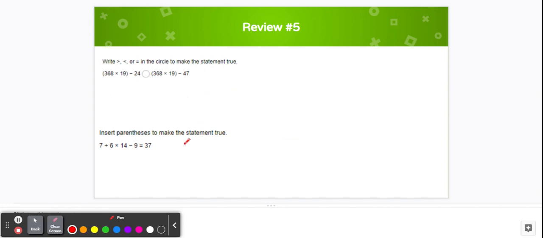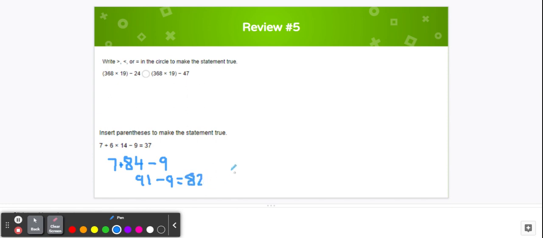Okay, let's look at the last one. This one's quite tricky, actually. We're going to insert parentheses to make the statement true. Let's solve it without any parentheses just to make sure that we actually have to do that. So PEMDAS tells me I need to multiply first. 6 times 14: 6 times 10 is 60, and 6 times 4 is 24. So that's 84. So I have 7 plus 84 minus 9. I'll do the addition first since I'm going from left to right. 7 plus 84 is 91, and then 91 minus 9 is what I'm left with. And that's 82.